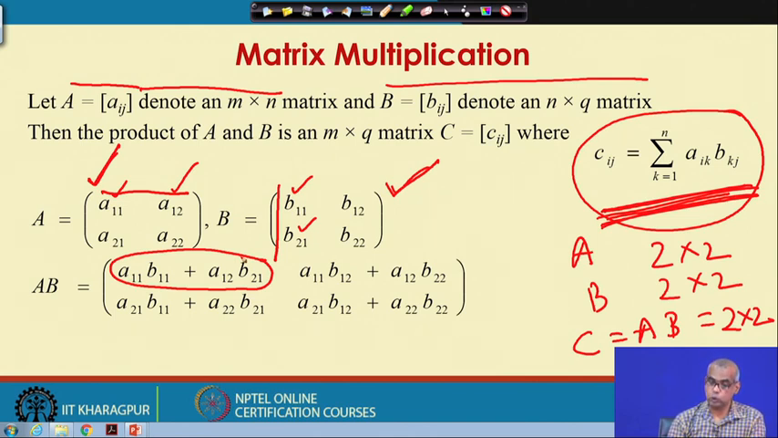So, what will be the 1 2 element? That means the first row, second element. So, you take the first row and consider the second column of B. So, A11 times B12 plus A12 into B22. So, that becomes the 1 2 element of the product matrix.